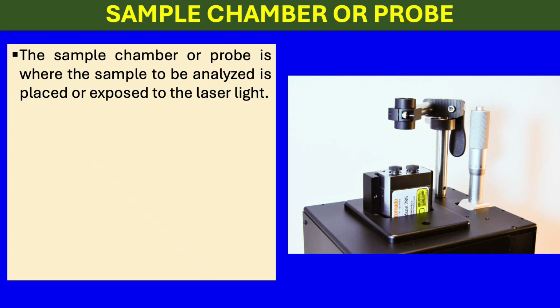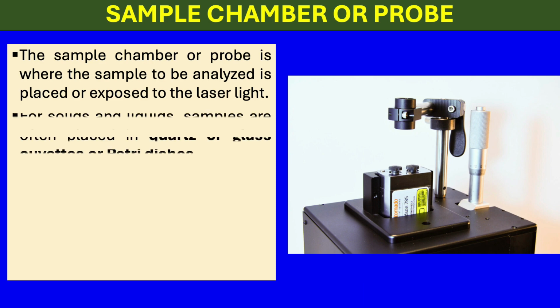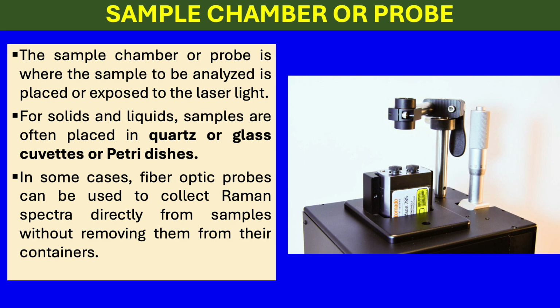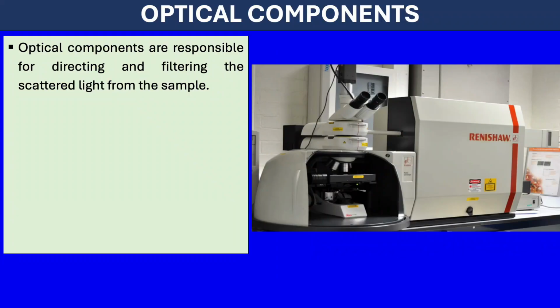And the sample chamber or the probe is where the sample to be analyzed is placed or exposed to the laser light. For solids and liquids, samples are often placed in quartz or glass cavities or petri plates. In some cases, fiber optic probes can be used to collect Raman spectra directly from samples without removing them from their containers.